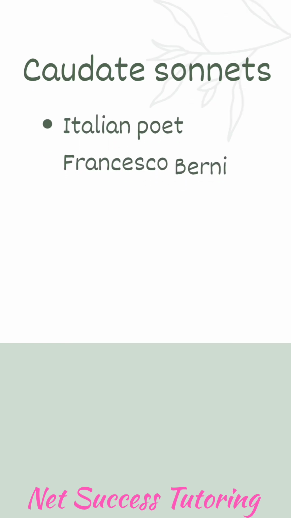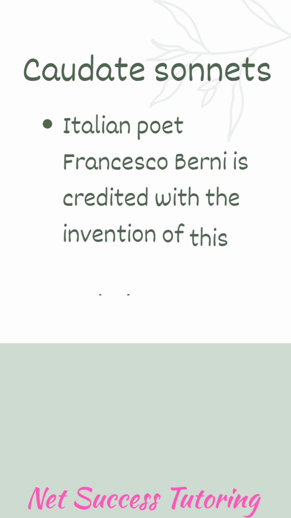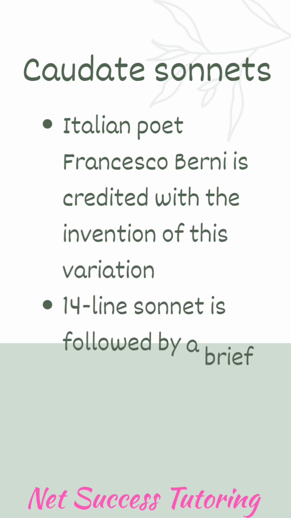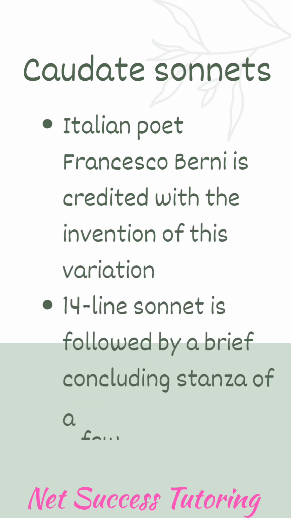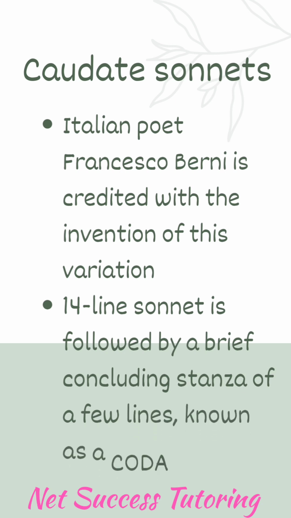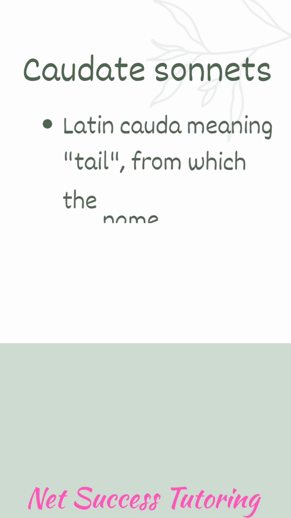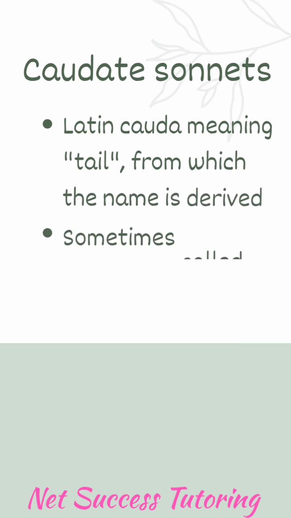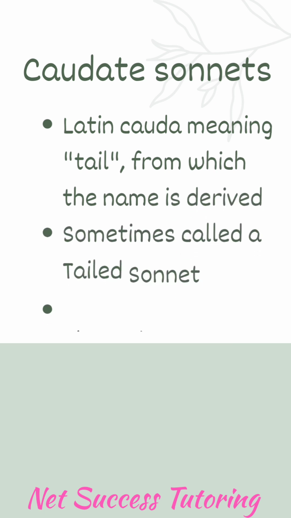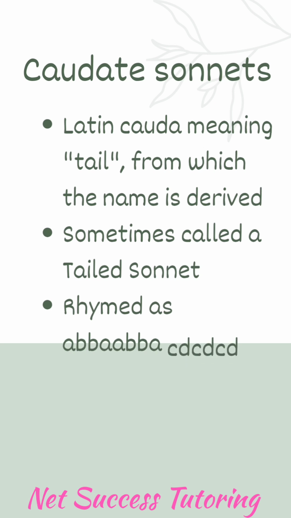Caudate sonnets. The Italian poet Francesco Berni is credited with the invention of this variation. A 14-line sonnet is followed by a brief concluding stanza of a few lines, known as a coda. Latin coda means tail, from which this name is derived; it is sometimes called a tailed sonnet. It is rhymed as ABBA, ABBA, CDC, DCD, DEE.